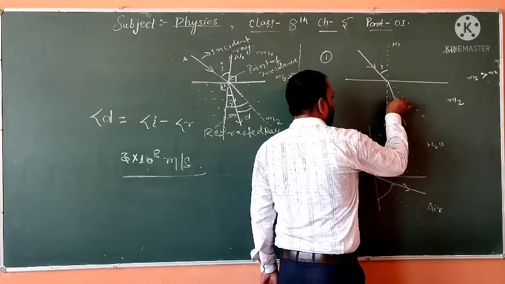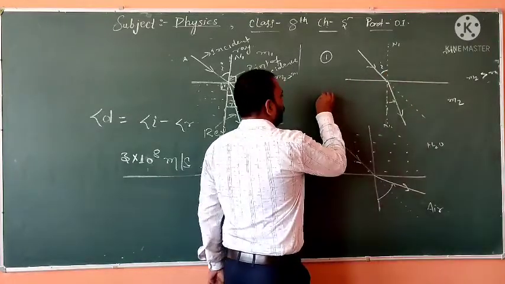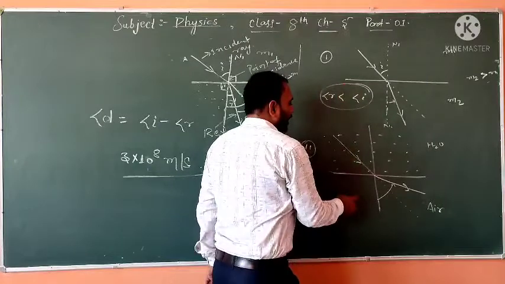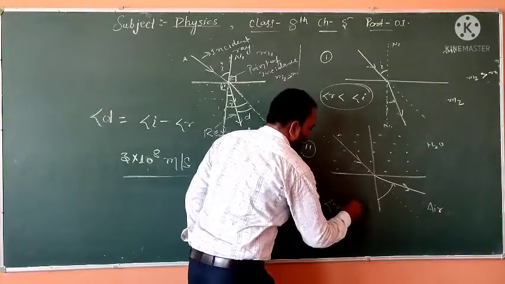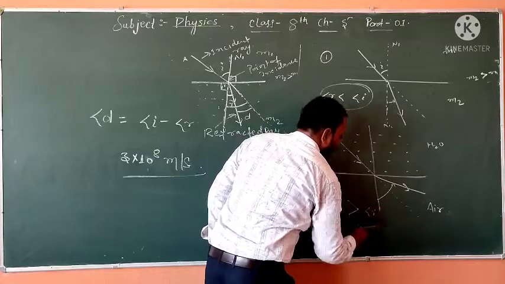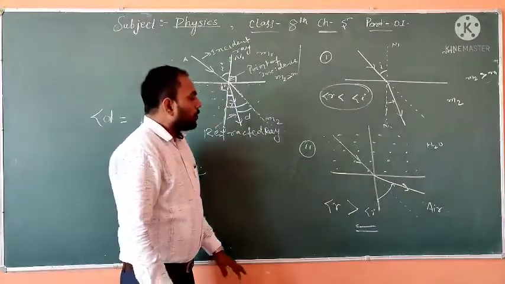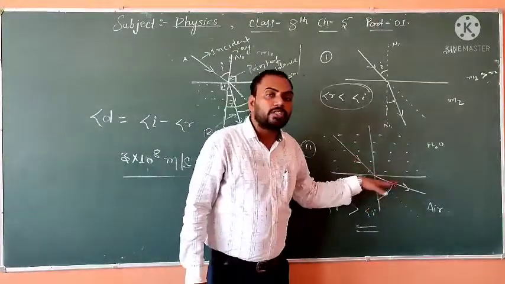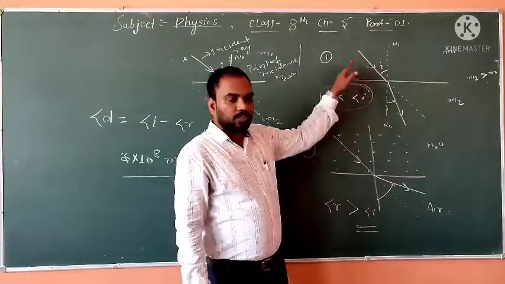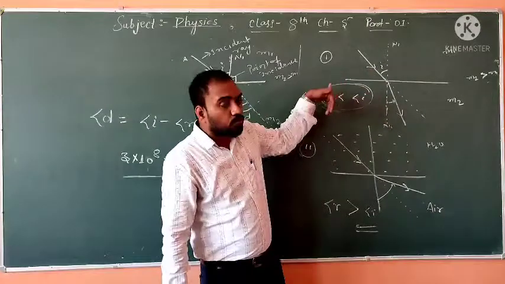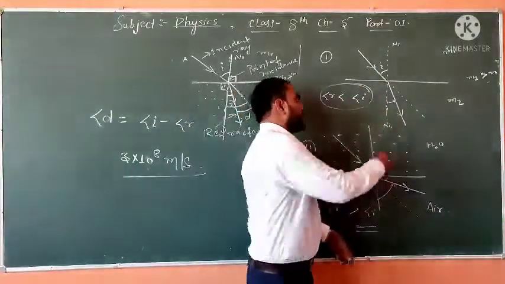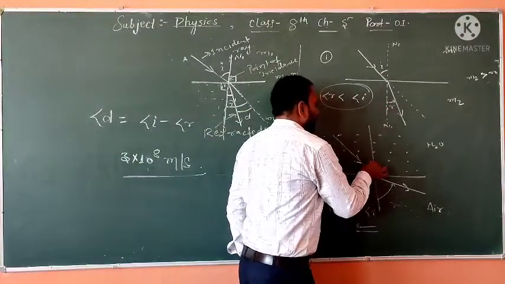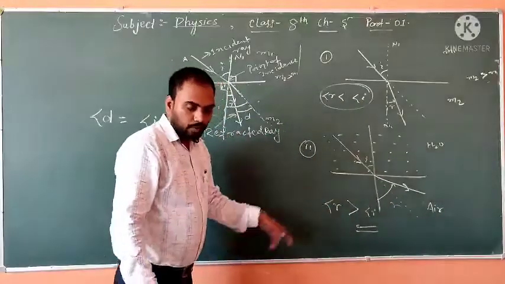In the first case, where light bends towards the normal, the angle of refraction is less than the angle of incidence. While in this case, the angle of refraction is greater than the angle of incidence. When light passes from denser medium to rarer medium, it bends away from the normal. When light passes from rarer to denser medium, it bends towards the normal. In this case, the angle of refraction is less than the angle of incidence, and in this case, it is greater. I hope you understand.